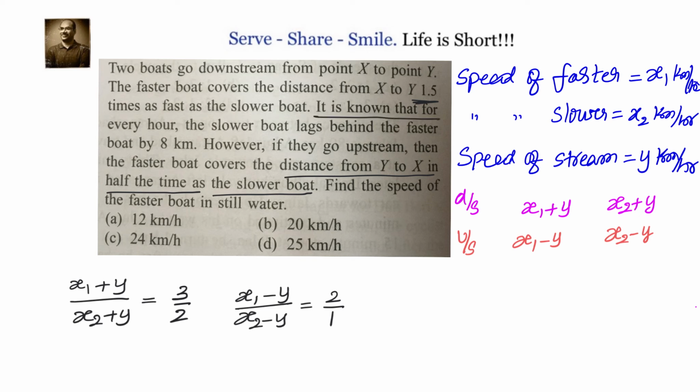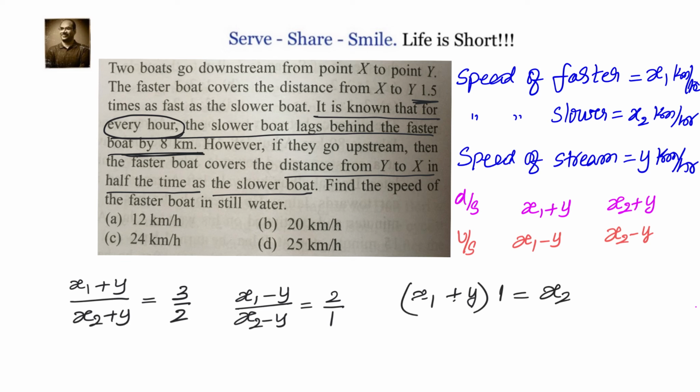So we have our second equation there, and we have another condition which says that for every hour the slower boat lags behind the faster boat by 8 kilometers. So let us take 1 hour. The distance covered by the faster boat will be x1 plus y into 1, and the distance covered by the slower boat is x2 plus y into 1. The difference between them equals 8. When we simplify, we get x1 minus x2 equals 8.